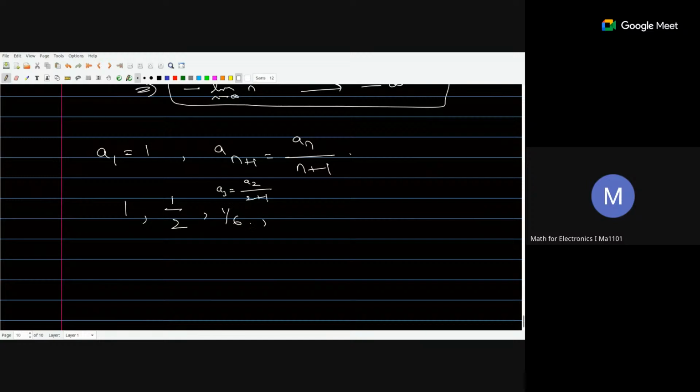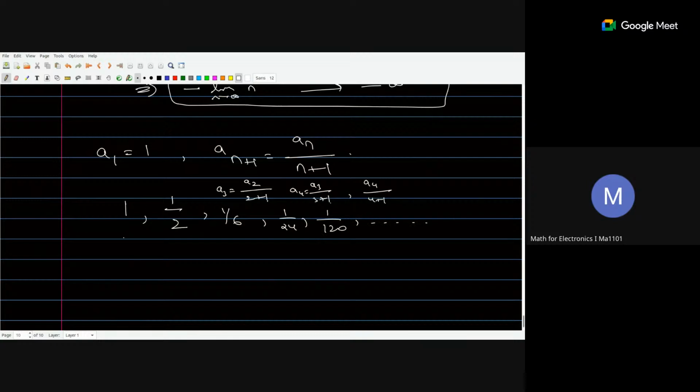And what happens to the next term? A4 is A3 by 4. A3 is 1 by 6, so 1 by 6 by 4 is 1 by 24. And the next term is A4 by 5, so 1 by 24 divided by 5 is 1 by 120, and so on.